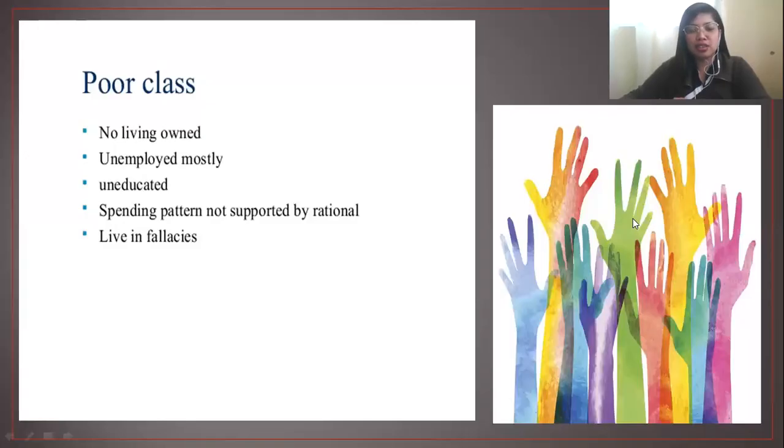The fallacy is connected to the way of reasoning. So mostly, people in this class, or the poor class, suffer from fallacies or wrong decisions that make their situation harder, or much harder, because of those wrong decisions. Okay.